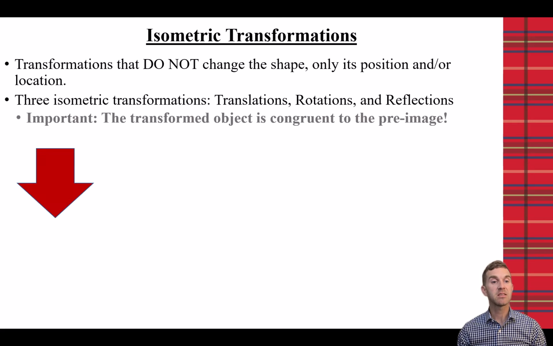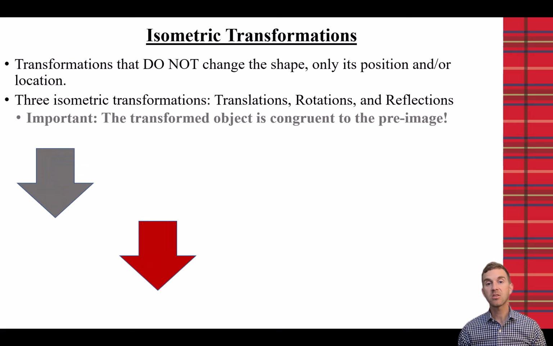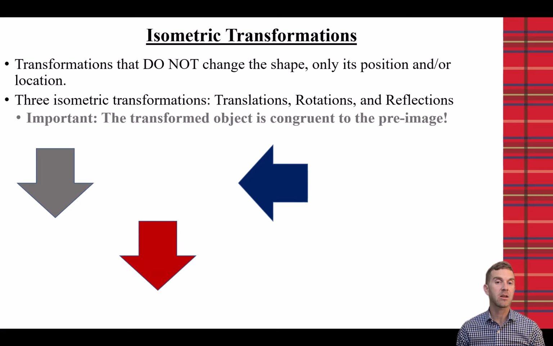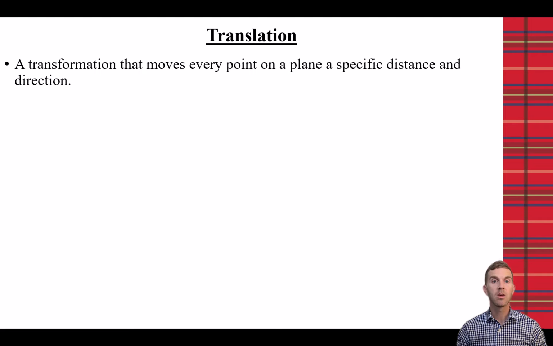So say we had this downward arrow. If I translate it downward, it is still congruent to the pre-image. If I rotate it, it's still congruent to the pre-image. And if I perform a second isometric transformation by translating it again, it is still congruent to that pre-image. So our first transformation we'll discuss is the translation. This moves every point on the plane a specific distance and direction.